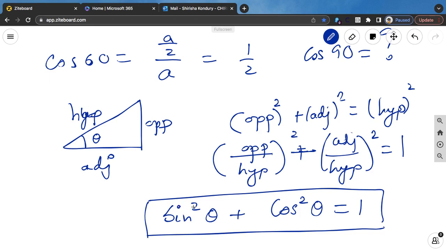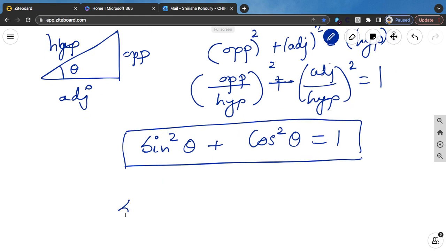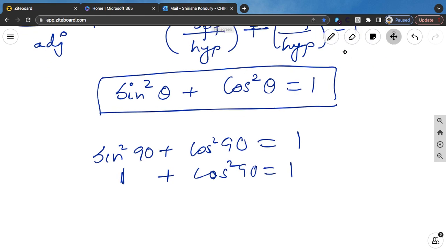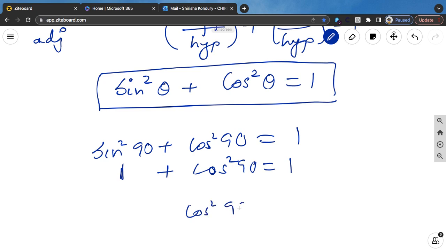So the two ratios are sharing parts of the triangle, isn't it? So if opposite side goes on increasing, adjacent side will have to go on decreasing. Now if sine of 90 is 1, according to this rule, sine square 90 plus cos square 90 should be 1. If sine 90 is already 1, what must be cos square 90? According to this, cos square 90 should be 0, which means cos 90 is 0.